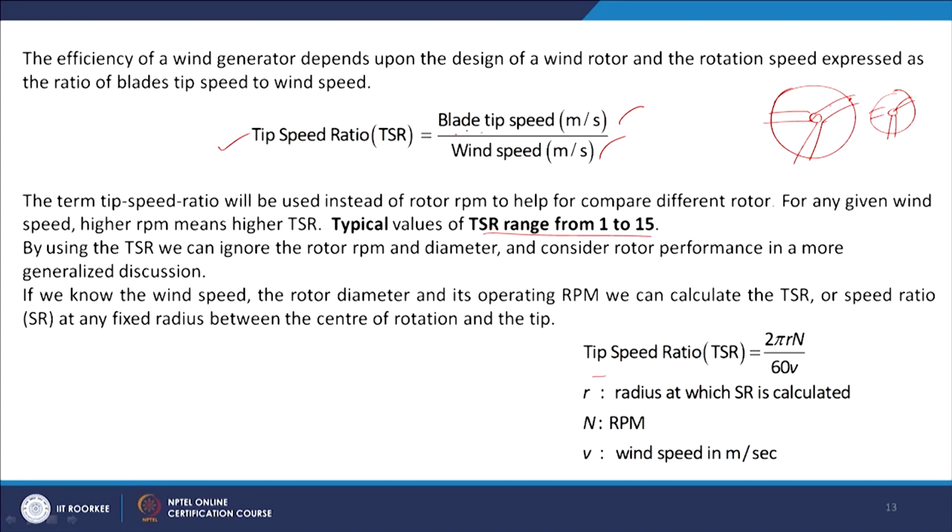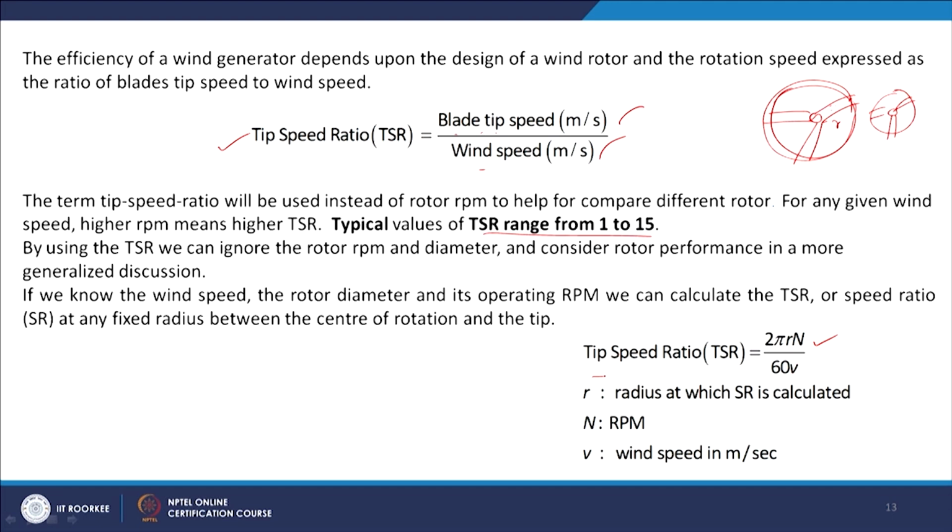Now, what is the blade tip speed in meter per second? If we know the RPM, then it is 2 pi r into n, where n is the revolution per minute. Per one revolution it moves 2 pi r, where r is the radius of the blade. So, 2 pi r into n, n is the RPM, will be the linear distance covered by the tip per minute. This is the blade tip speed, and then there is the wind speed. Since n is per minute, the time is 60 seconds, so 60 seconds into V, where V is the wind speed.